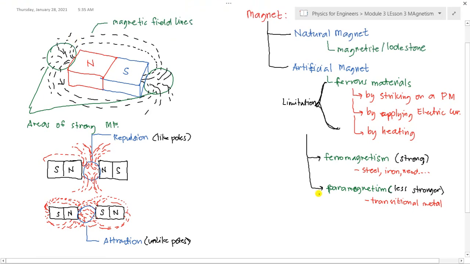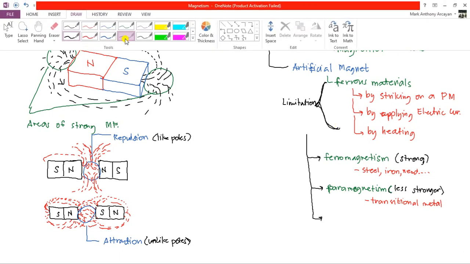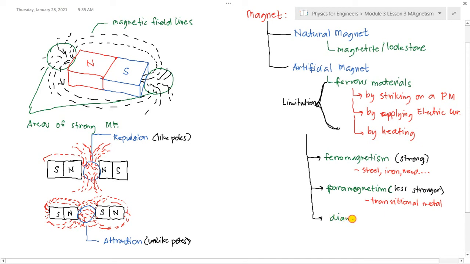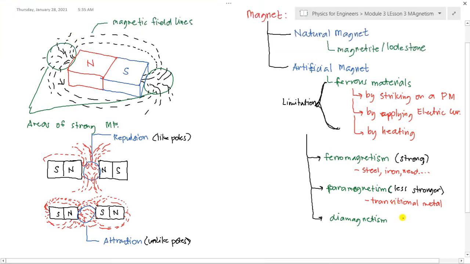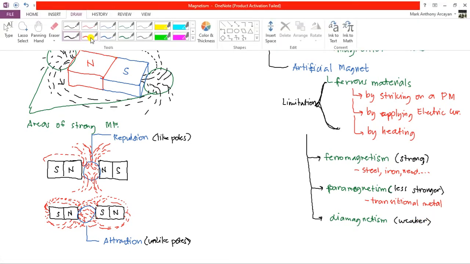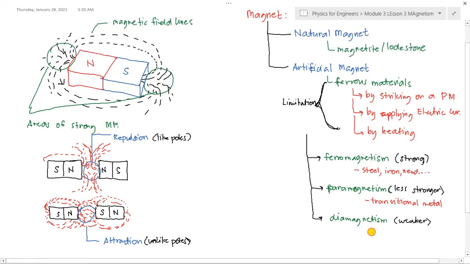And lastly, the last type of magnet, specifically artificial magnet, is called diamagnetism. Since paramagnetism is less strong, diamagnetism is very weak. It is the last, so the weakest magnets. Examples are materials that are hardly magnetic at all, like aluminum, copper, and gold. They have only a small amount of magnetic properties. That's why they are classified as diamagnetism, because their magnetic properties are weaker.